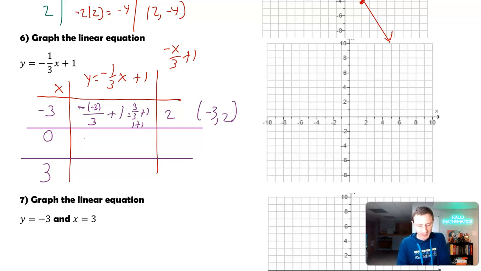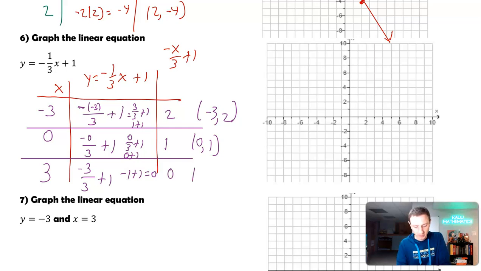Next one. Negative 0 over 3 plus 1. So that's just going to be 0 over 3 plus 1. 0 divided by 3 is 0. 0 plus 1 is 1. So 0, 1. And last one, 3 again. But this time it's going to be the opposite of positive 3. So negative 3 over 3 plus 1. Negative 3 over 3 is negative 1 plus 1, which is 0. So that one is going to be 3, 0.